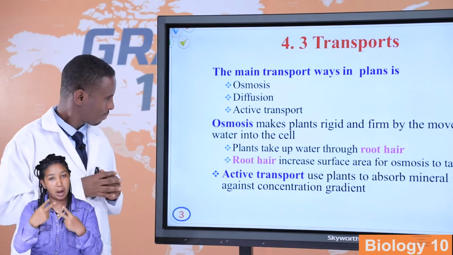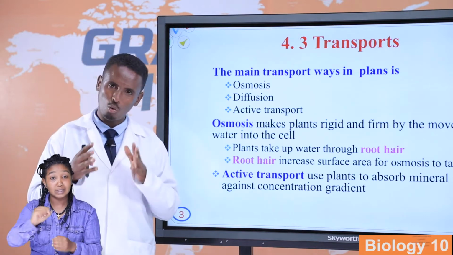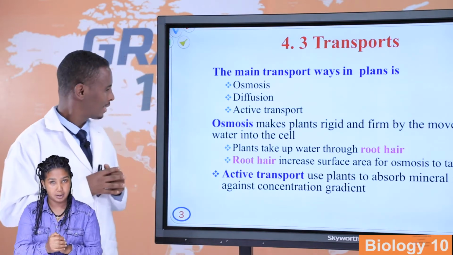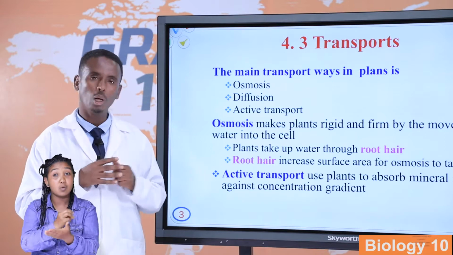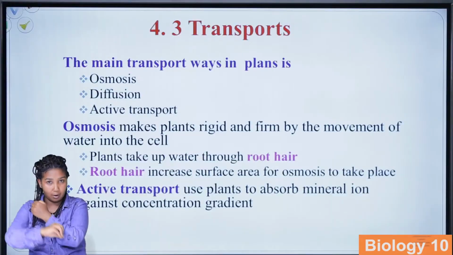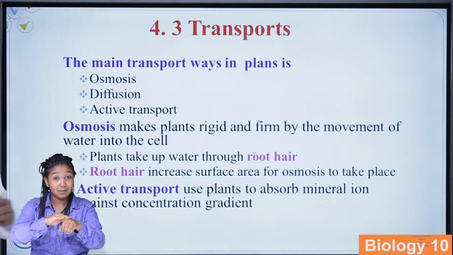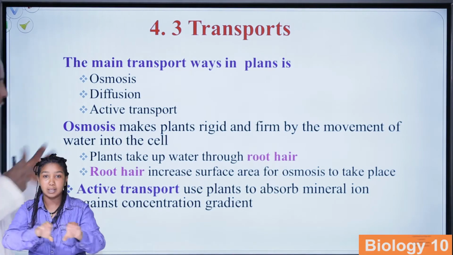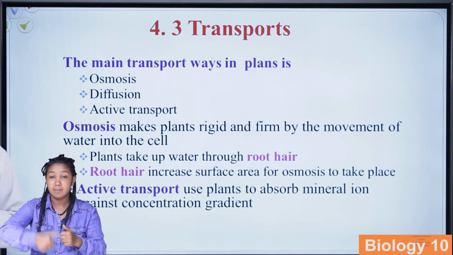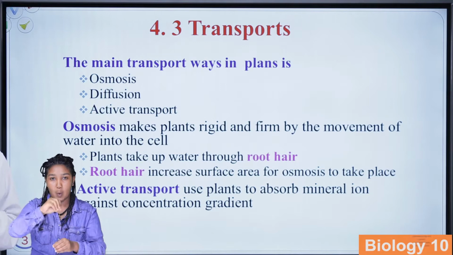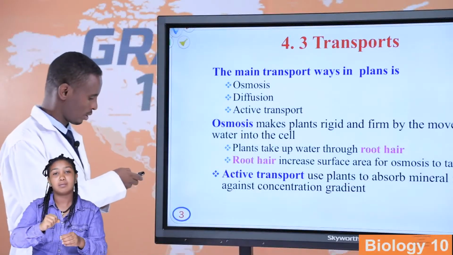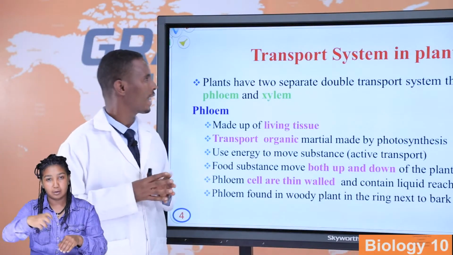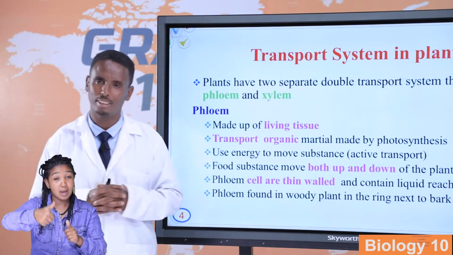We have said osmosis is the movement of water. Plants take water through the root hair. Root hair increases the surface area for osmosis to take place. These are the main transport systems in plants: osmosis, diffusion, and active transport. Let's now look at the two main transport systems in plants.